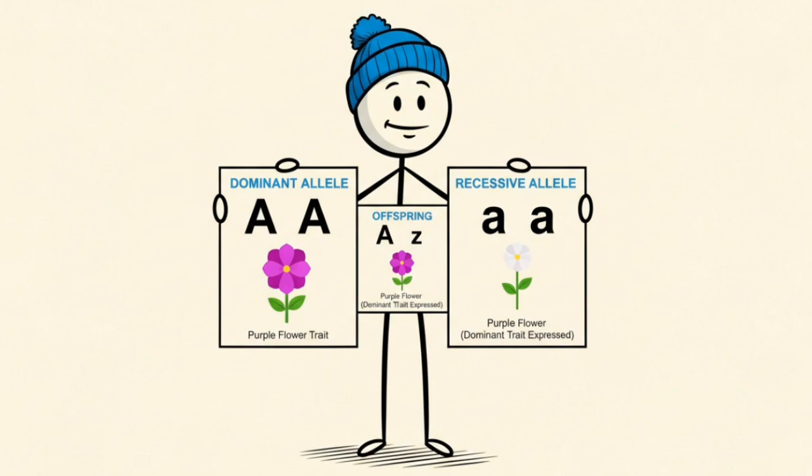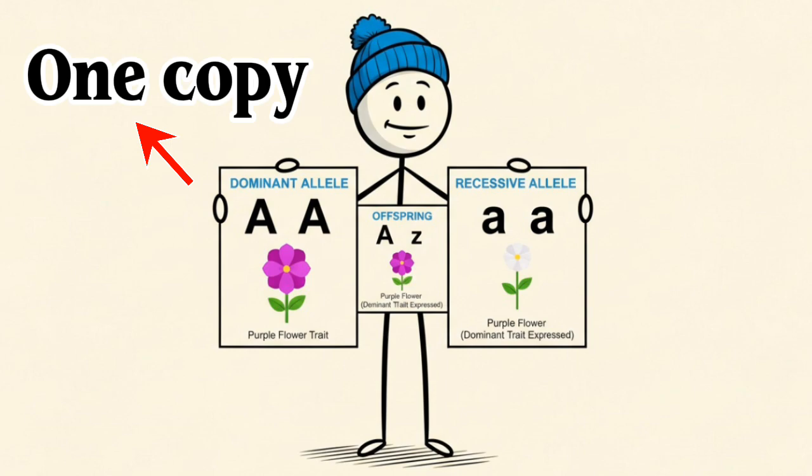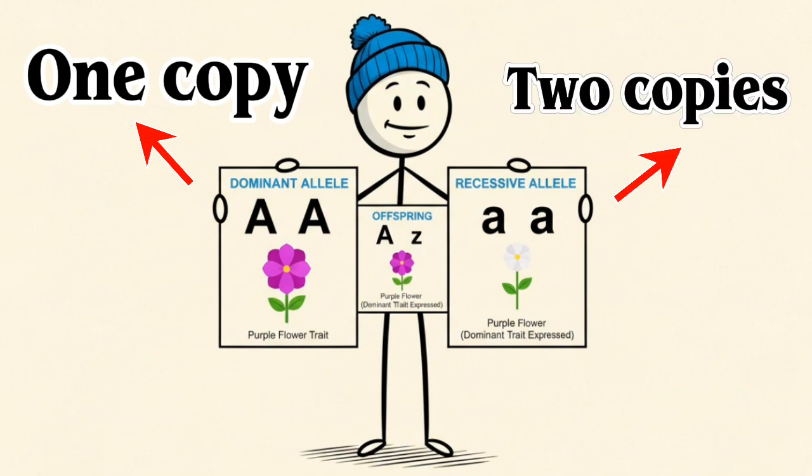Now let's look at dominant and recessive alleles. A dominant allele is expressed even if only 1 copy is present. A recessive allele is expressed only when 2 copies are present.